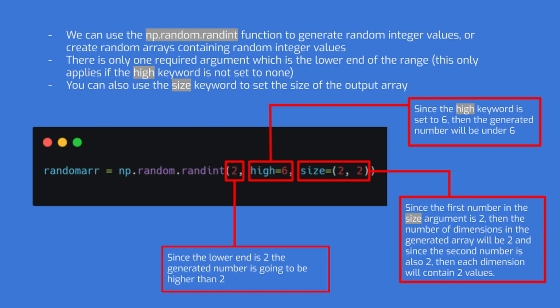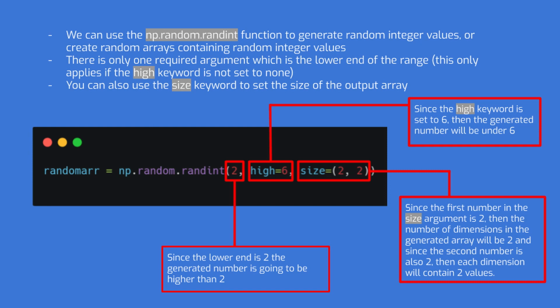If high is set to none, then the required argument represents the upper end of the range, and if it is set to a value, then the required argument represents the lower end of the range, while the high argument represents the upper end of the range. And finally, the size keyword sets the size of the output array. So the first number in the size basically specifies the number of dimensions in the array, and the second number specifies the amount of values contained in each dimension.